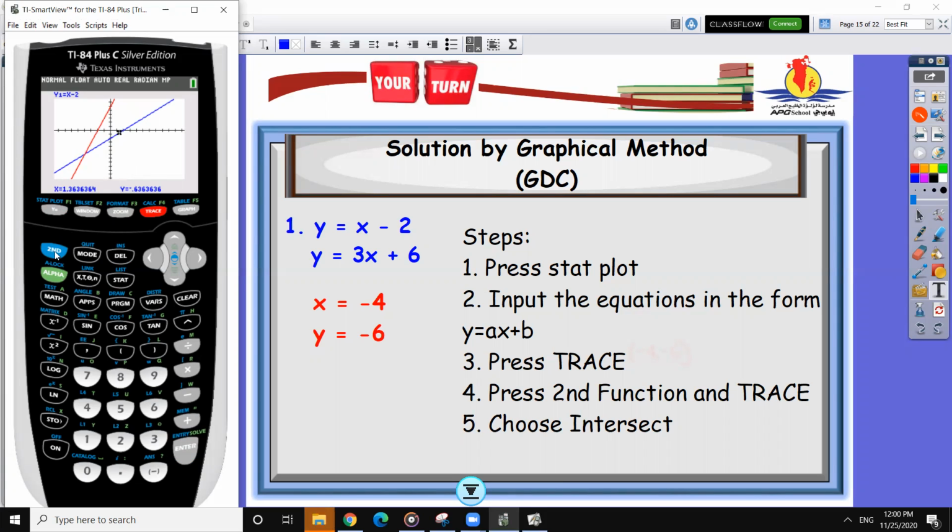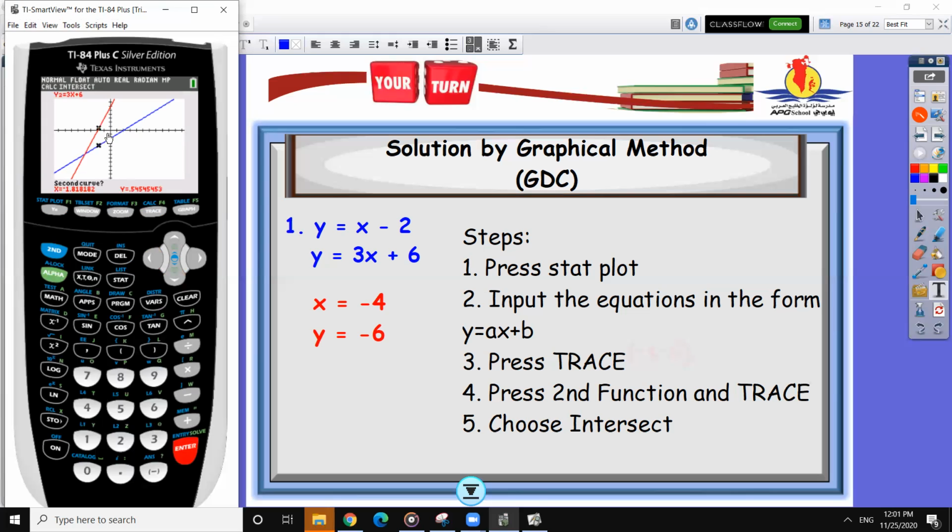So what we will do is press second and then trace, and then look for the intersect, because that is what we are looking for. We're going to look for the intersection and then enter. And then this is the cursor of the first curve or the first graph. So let's move this closer to the intersection. And then let's press enter.